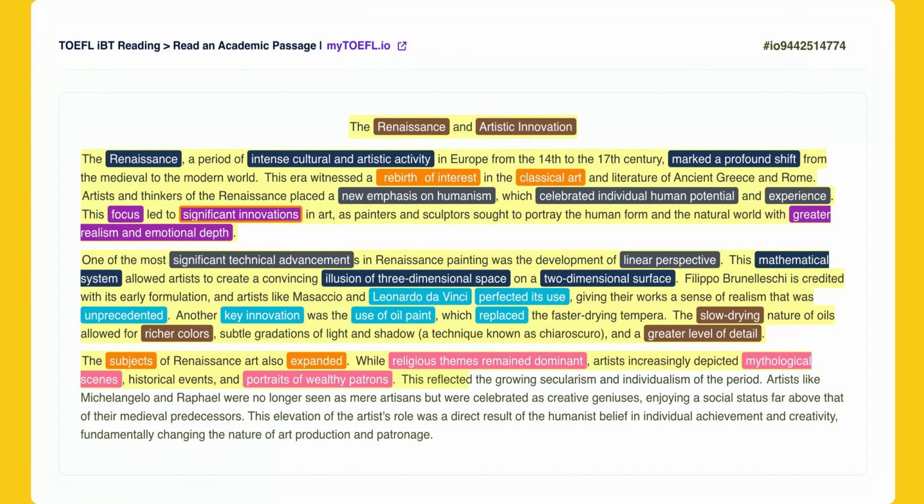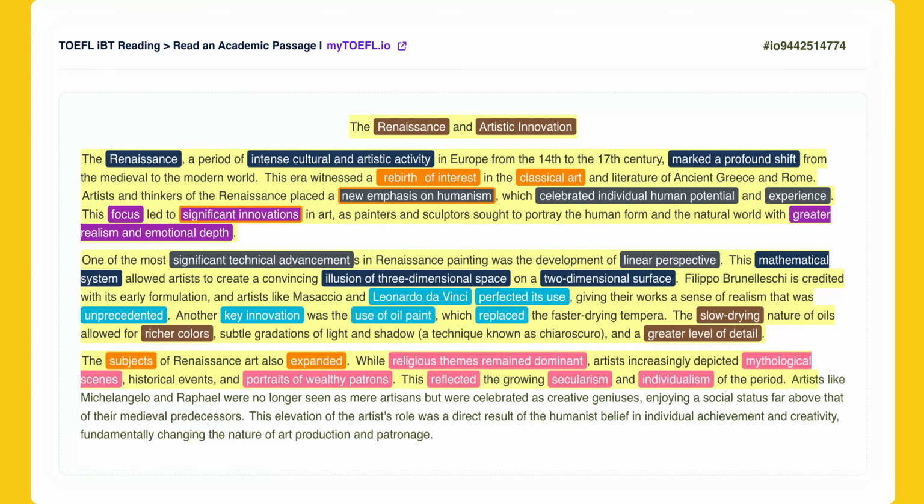This reflected the growing secularism and individualism of the period. This explains the why. The change in art reflected new social trends, secularism, and individualism. These terms are important because they connect back to the humanism mentioned in the very first paragraph.